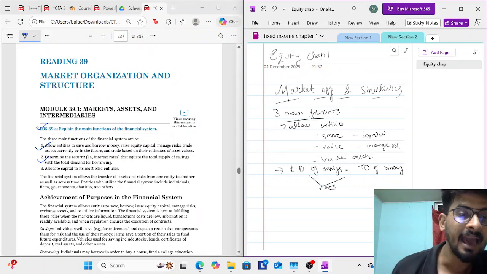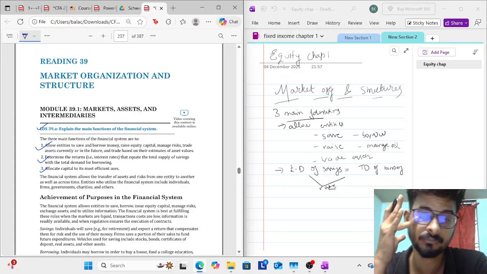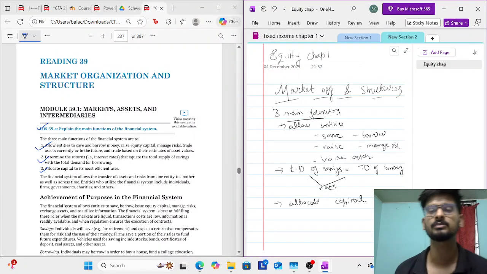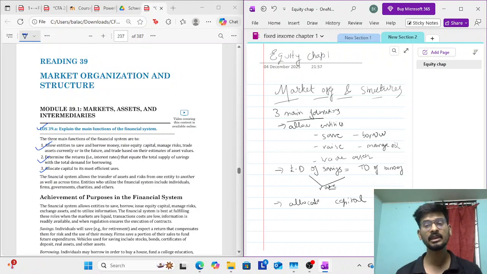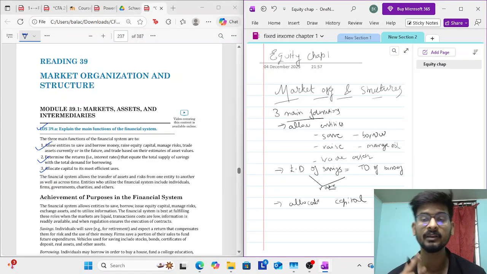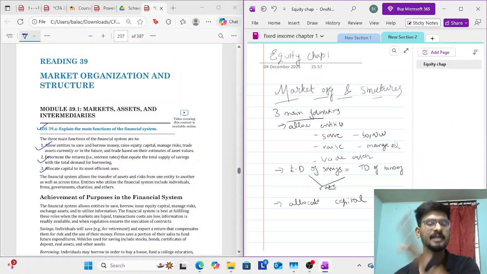Third is allocate capital to its most efficient use, its best use. So first is allow entities to save, borrow, raise, manage, trade. Second is we have to determine the rate where the total supply of savings is equal to the total demand for borrowing. Third is allocate capital. We just have to understand it, not deep dive into it.